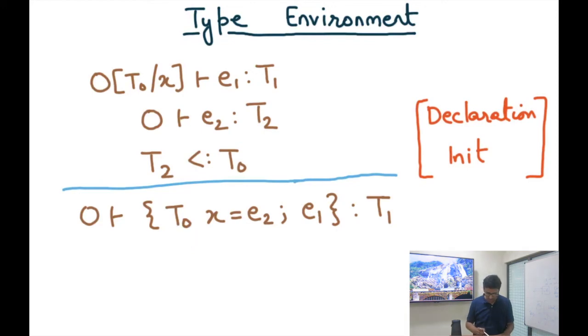And further, if E1 evaluates to type T1 under the updated environment, where the update is that you map X to T0, then this entire expression involving the scope, declaration and the original expression E1 evaluates to type T1. Now, once again, when we enter the scope, the environment would be populated. It would be used to identify the type for E1, and then when we are done, while we are exiting the scope, we would forget this particular environment mapping from X to T0.